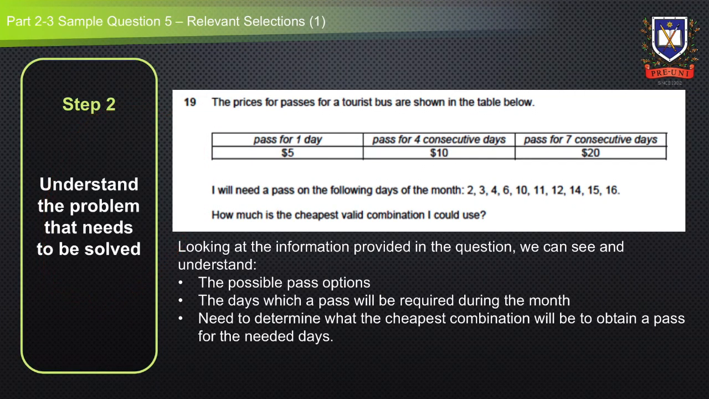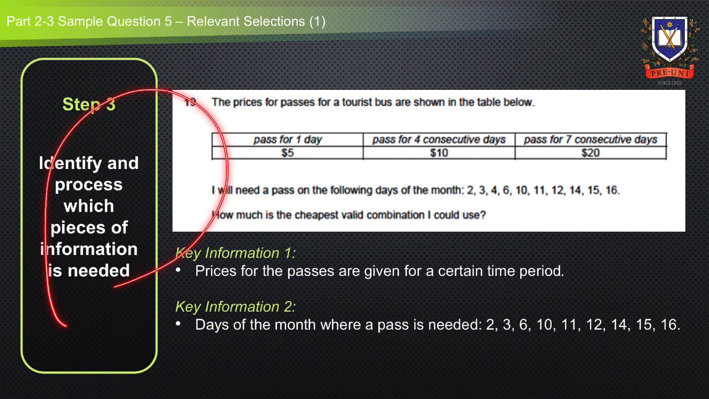Step 2 is to understand the problem that needs to be solved. Looking at the information provided in the question, we can see and understand the possible pass options, the days which a pass will be required during the month, and the need to determine what the cheapest combination will be to obtain a pass for the needed days.